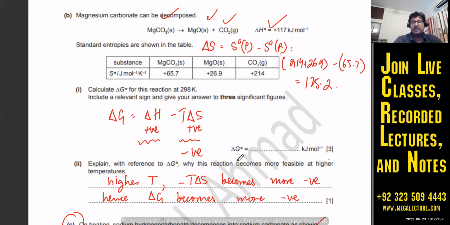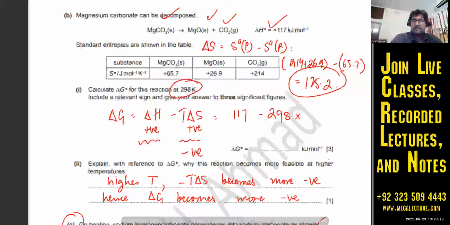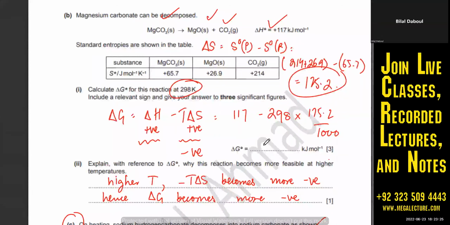And if you want to calculate delta G, you just have to plug in the values. The enthalpy change is given, that's 117 minus T. What is T? That's 298 Kelvin. It should always be in Kelvin. Into delta S, and the delta S must be in kilojoules, or make the unit consistent. So it's going to be 175.2 divided by 1000, and I'll be able to figure out what delta G is. Is that clear? Yes.